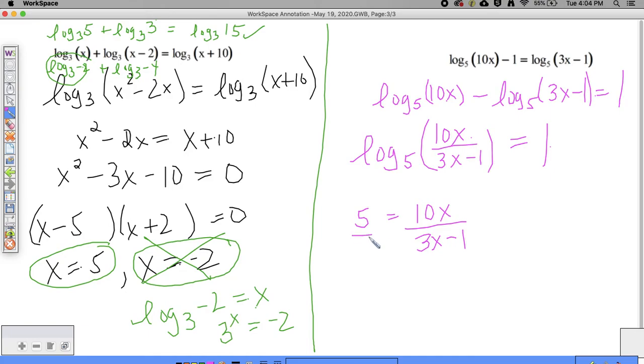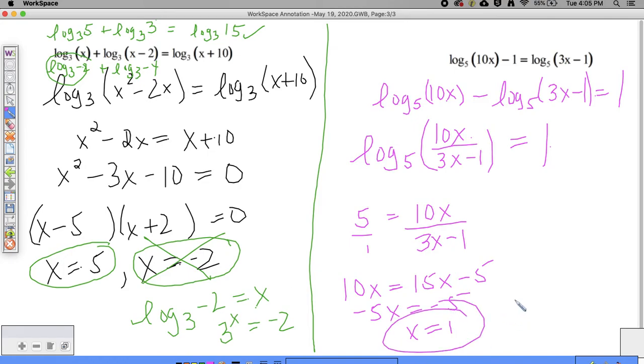And then when you want to solve this, just throw it over 1 and cross multiply. So we have 10x is equal to 15x minus 5. Then I'm going to subtract 15x from both sides, and I get negative 5x equals negative 5, and I get x equals 1. I have to do what? Yeah, I got to check to make sure that it makes sense.